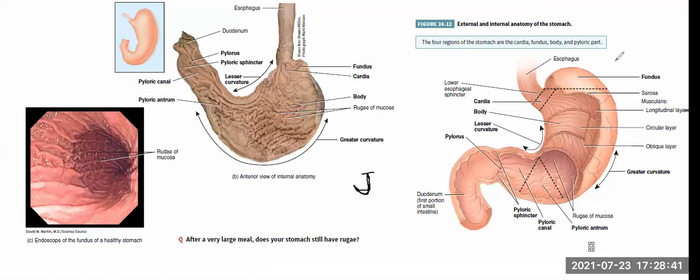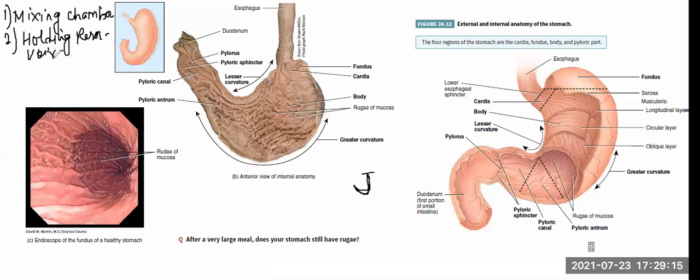So I hope this is clear. The important thing about the stomach is that it acts as a mixing chamber and a holding reservoir. Holding reservoir, because it can hold food.